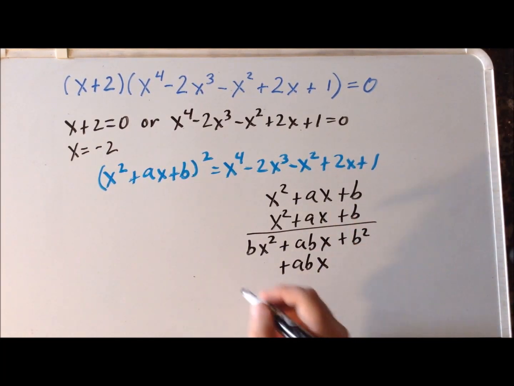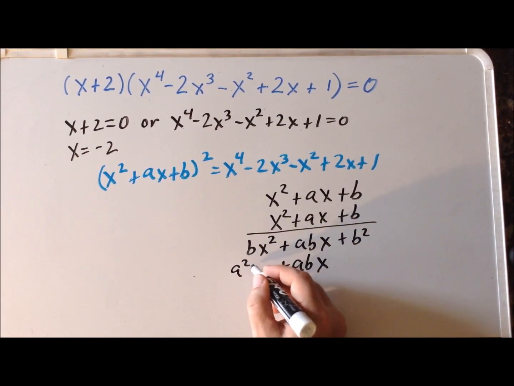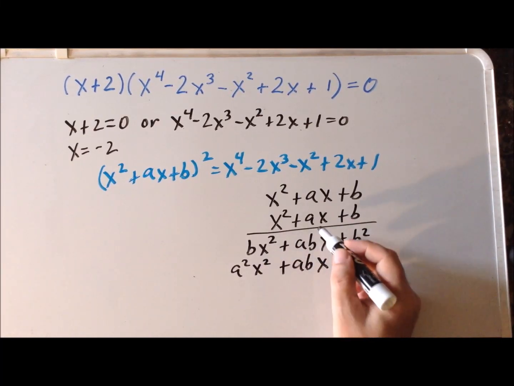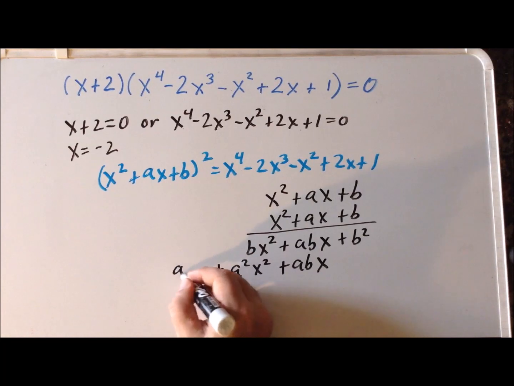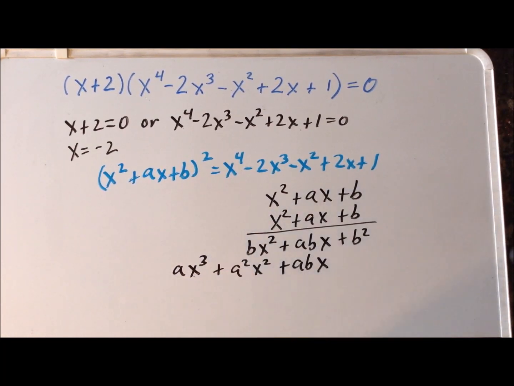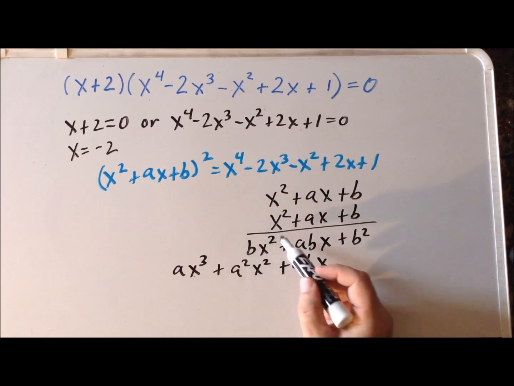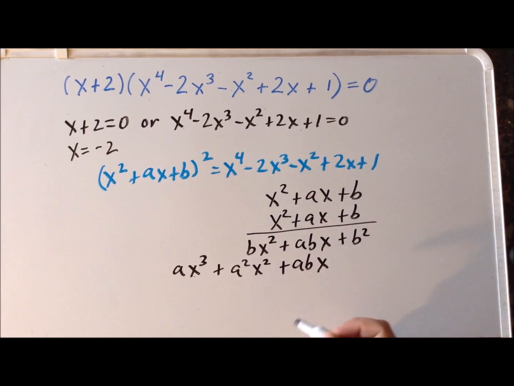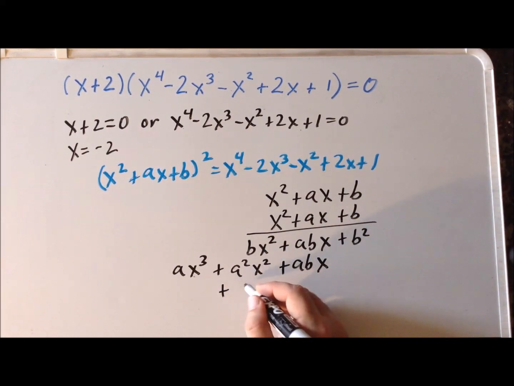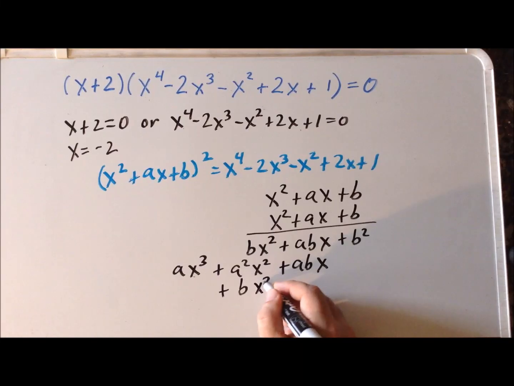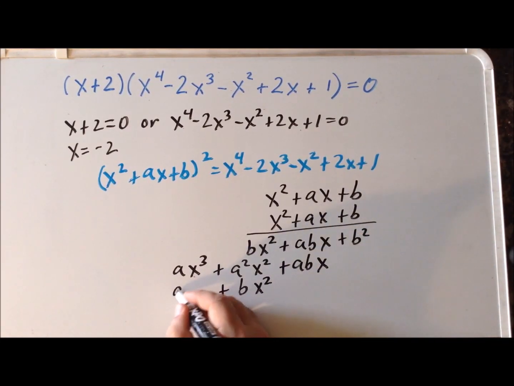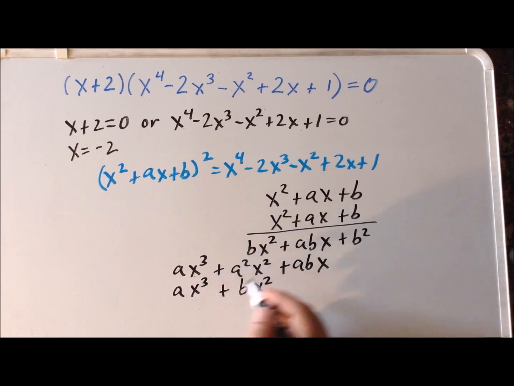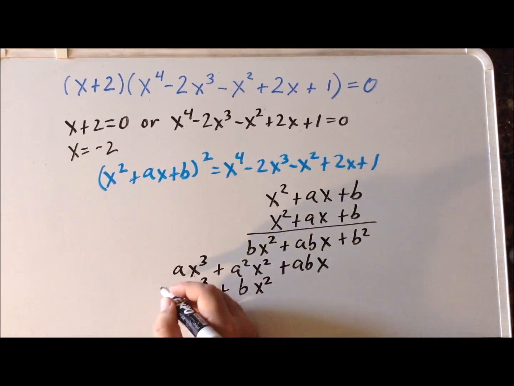Ax times ax is simply a squared x squared. Ax times x squared is going to be ax cubed. And for the final line, we have x squared times b, which is plus bx squared. x squared times ax is ax cubed, so we have another ax cubed here. And x squared times x squared is x to the fourth.